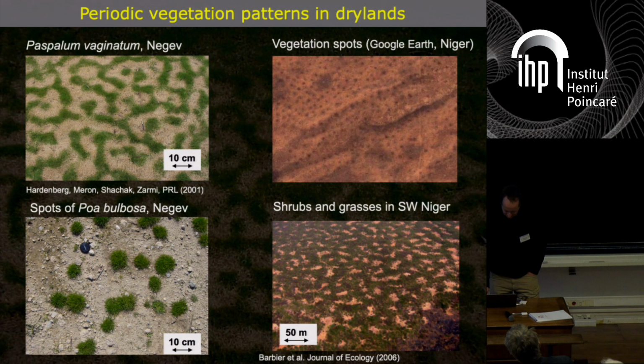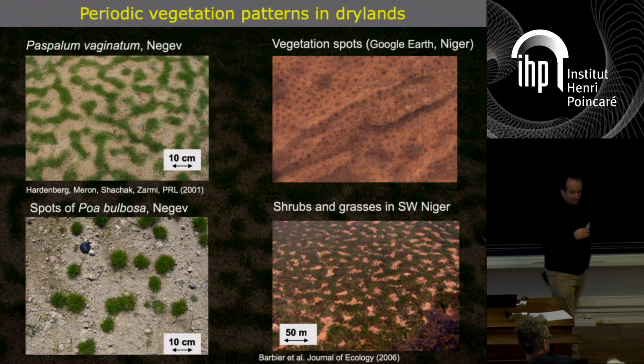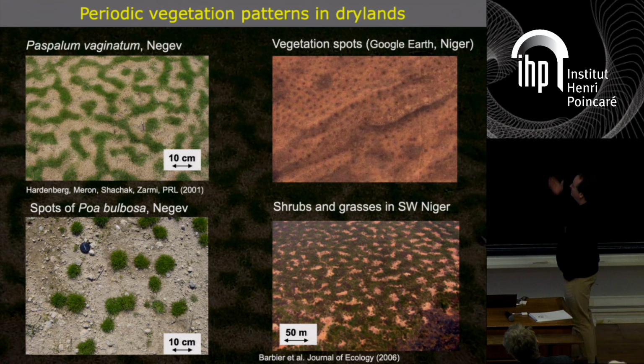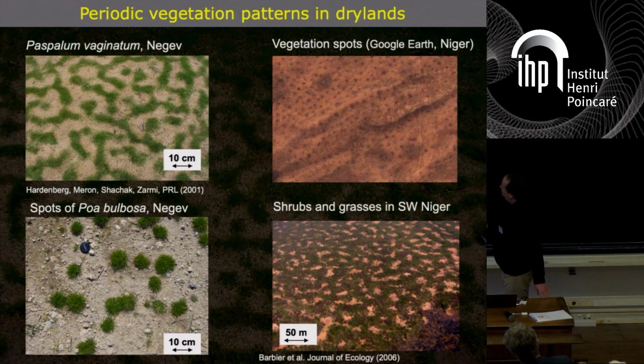The other thing to be said about this is that they occur on a wide range of scales. We go from a few centimeters, which are the examples on the left, and that depends obviously also on the species involved, to several tens of meters, which are more typical for shrub-like vegetation.